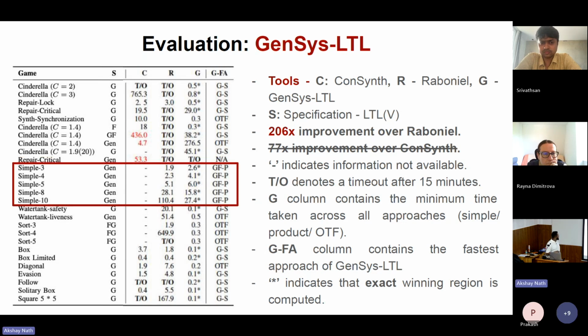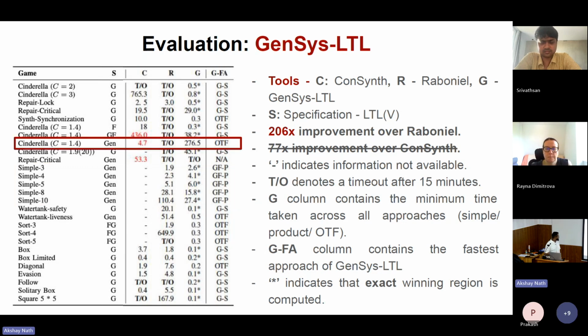In the case of the elevator example, as we parameterize it with the floors 3 to 10, we can see that we scale well. Here in this case, Rabonial doesn't scale as much. This is an interesting case where Constant claims to solve it in 4.7 seconds. It's not a trivial example, and in this case, we solve it in 276 seconds.